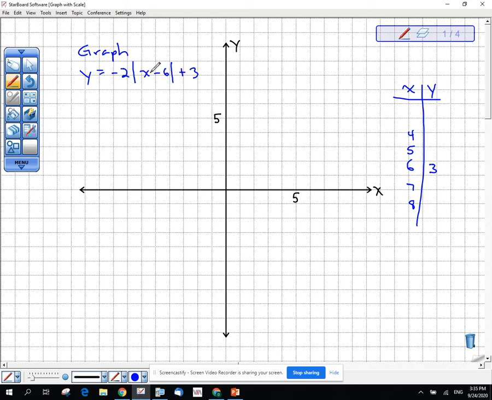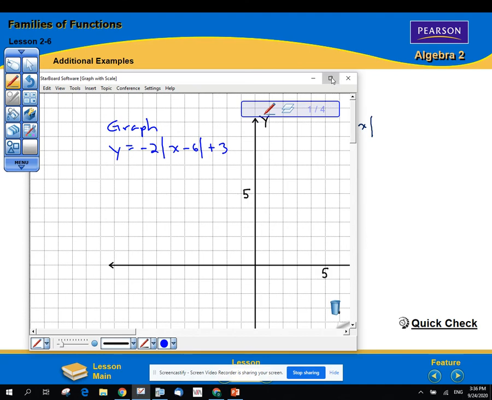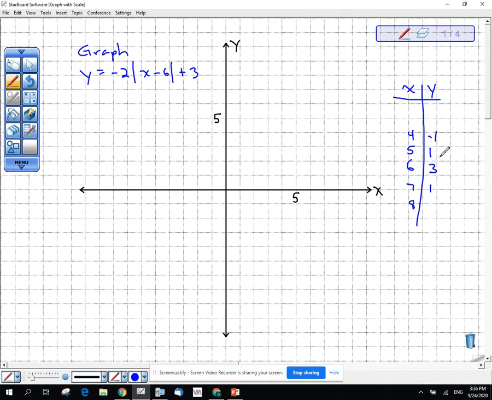Okay, so I'm plugging 5 in. 5 minus 6 is -1. Take the absolute value of it. That's 1 times -2 would be -2 plus 3 is 1. 4 minus 6 is -2, absolute value 2, times -2 is -4 plus 3 would be -1. 7 minus 6 is 1. 1 times -2 is -2 plus 3 is 1. That's not a coincidence that is the same number. You could expect this to be -1. In fact, if you recognize a pattern here now, you would know that 3 is going to give you -3, and 9 is going to give you -3, and 10 is going to give you -5.